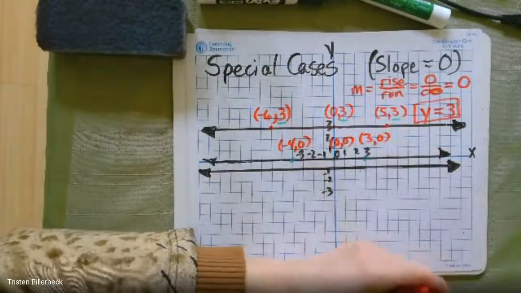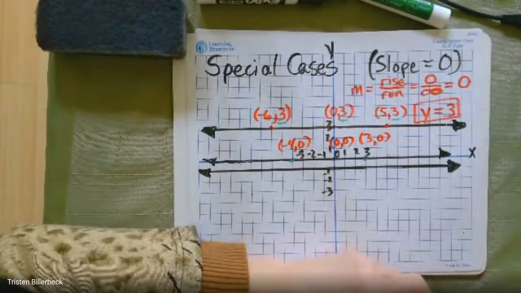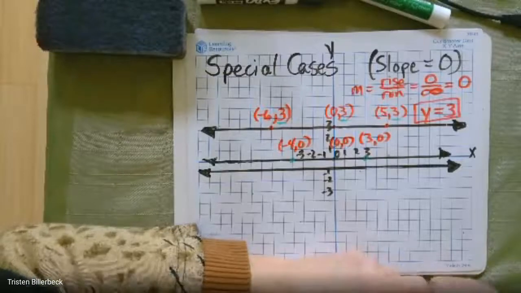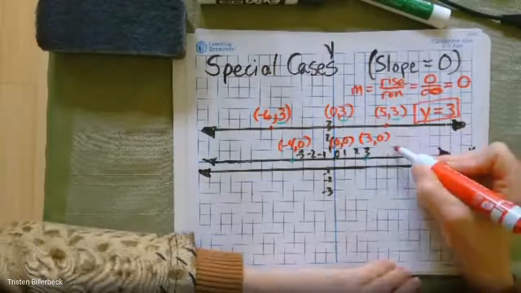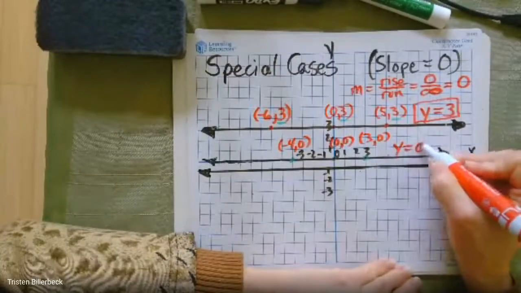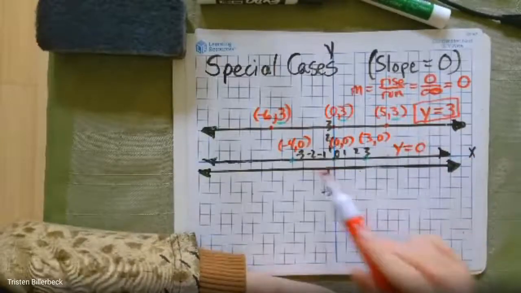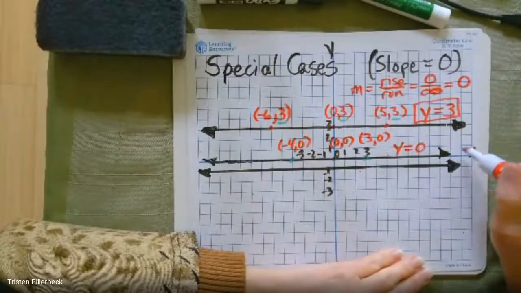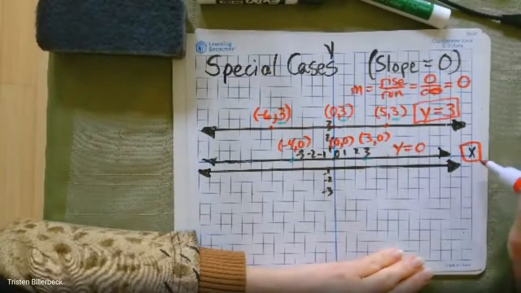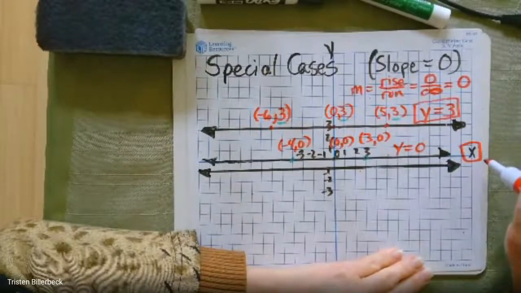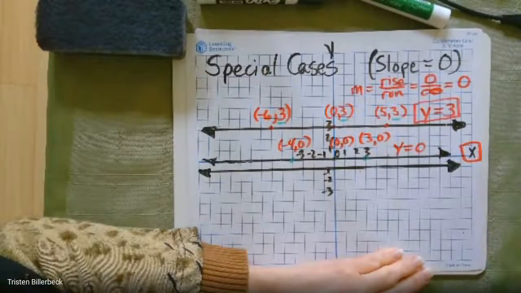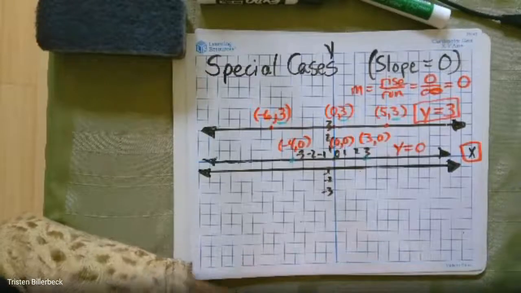Well, what do they have all in common? Y is always 0. How do we write that? You guessed it. This is the line y equals 0. So strangely enough, the x-axis has the equation y equals 0. Now go figure that, okay?